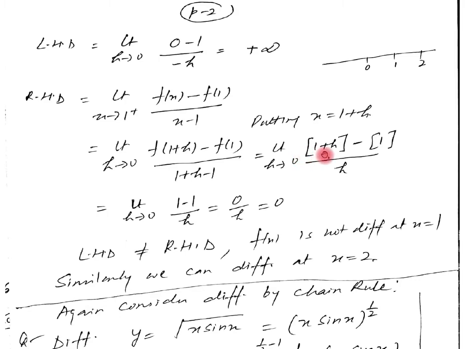Now the greatest integer of 1 plus h, this value is lying between 1 and 2. Therefore its greatest integer value will be 1. Then it is 1 minus 1 upon h, 0 upon h, which is equal to 0.